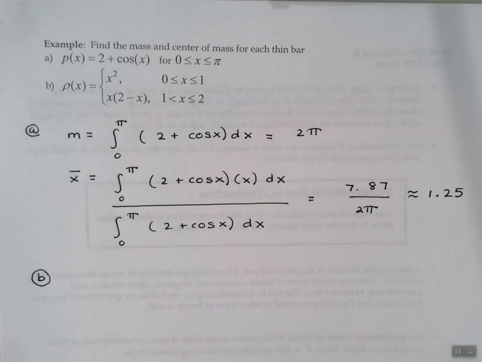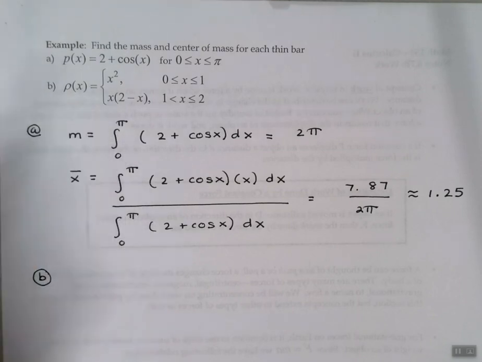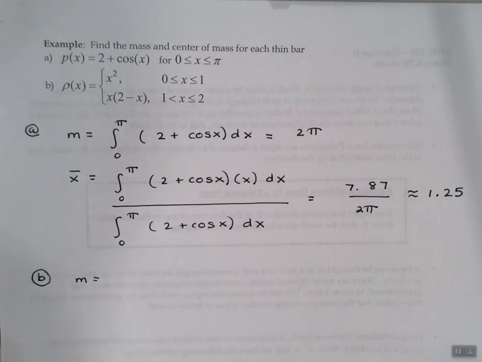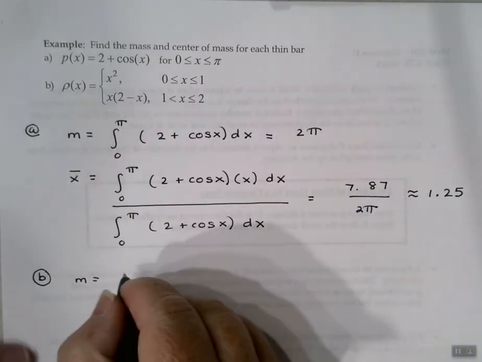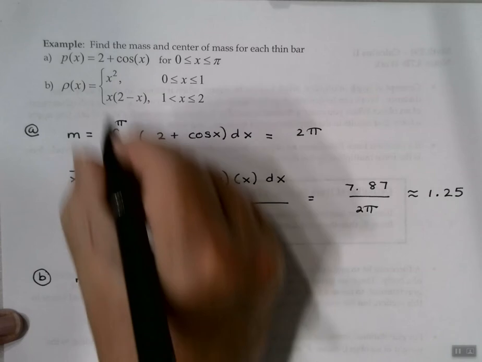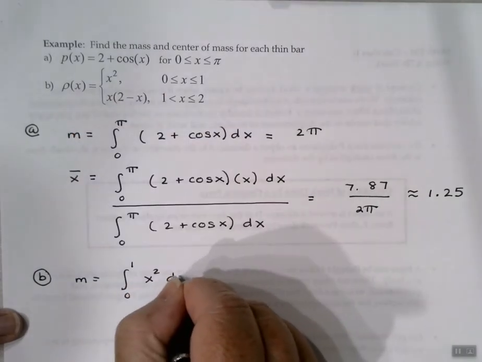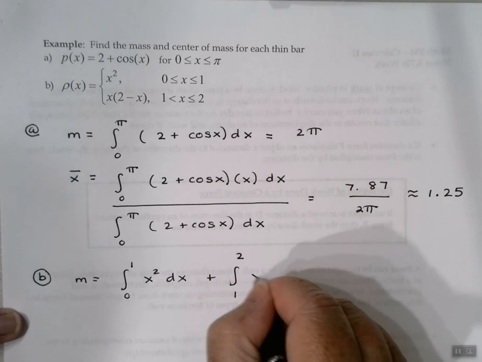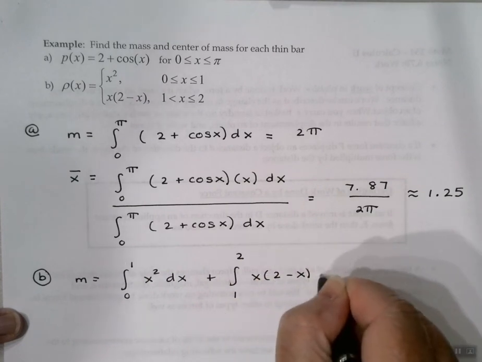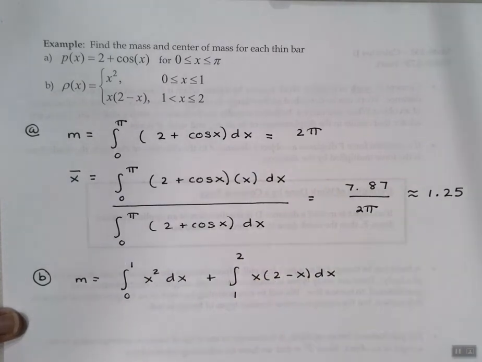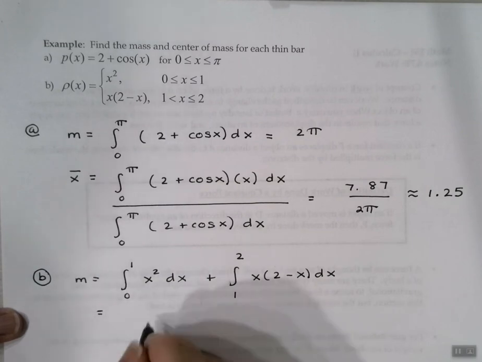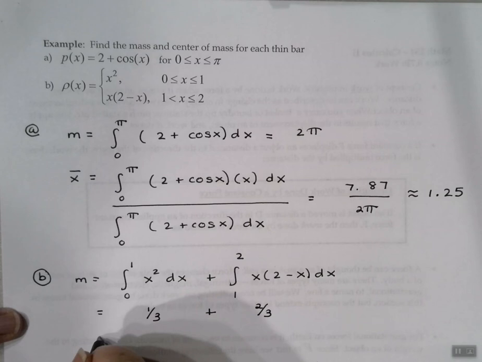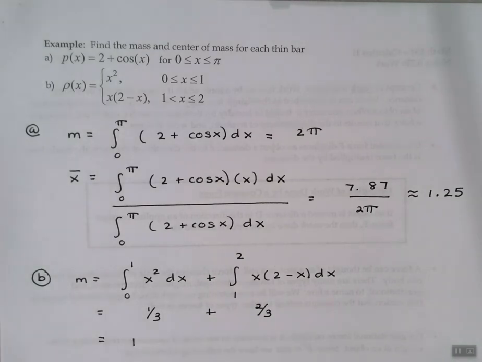In part B, we have a density function that's a piecewise function. So notice that to get the mass this time, again, I'm just integrating the density function, but I'm going to have to do it in two pieces. From 0 to 1, my density function is x squared. And from 1 to 2, my density function is x times 2 minus x. First integral comes out to a third. Second integral comes out to 2/3. So I just get a mass of 1.